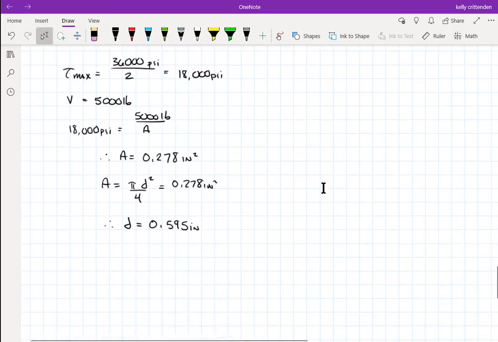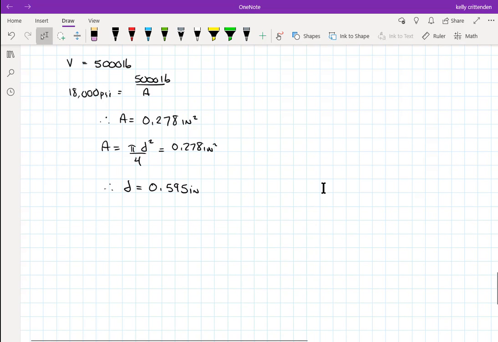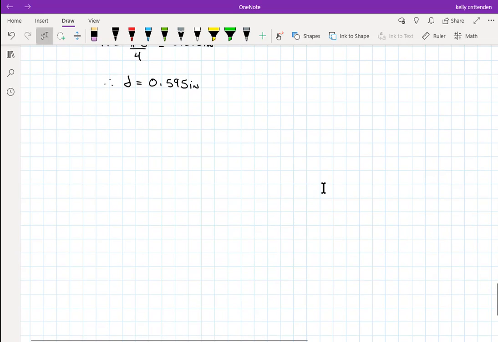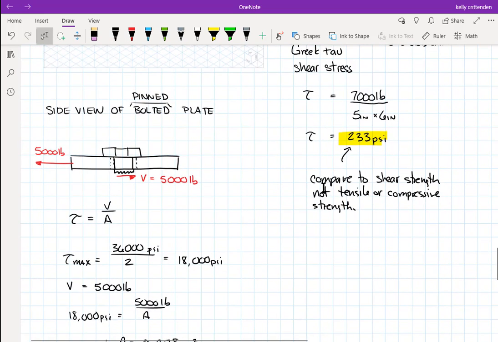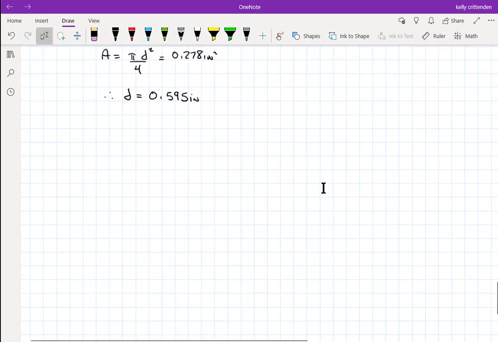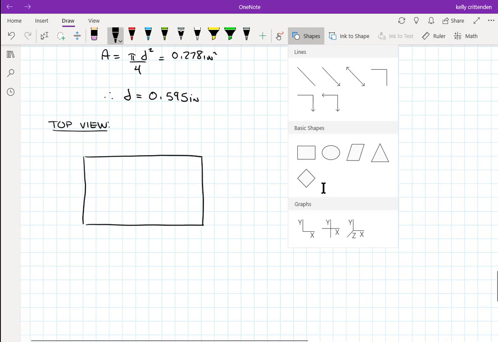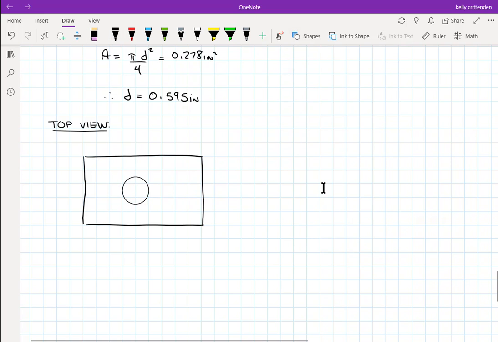Let's see. All right. So that's a little bit of shear stress. Here's one other one. It's related to the same thing though, but let's look at a top view of this bolt. I think it's the last one we'll do today. Put it over here.